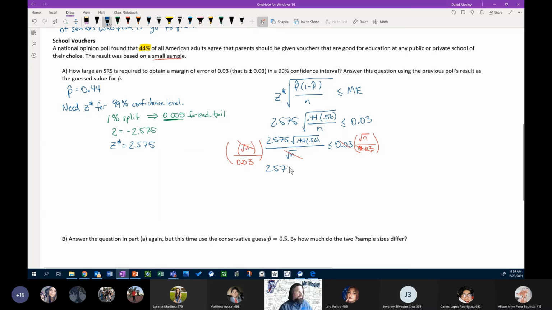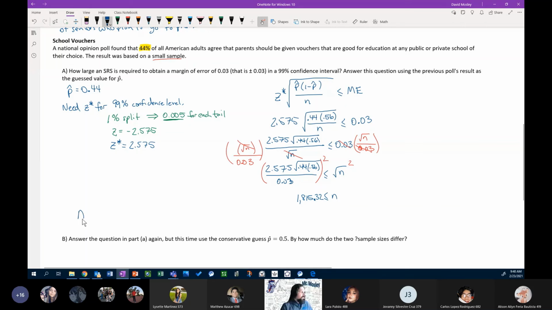We get 2.575 times the square root of 0.44 times 0.56 divided by 0.03 is less than or equal to square root of n. We then square each side, and we get less than or equal to n, and n is greater than or equal to 1,815.32. Approximately. All right. So now we have the value of n, and again, we'll round this up to 1,816.